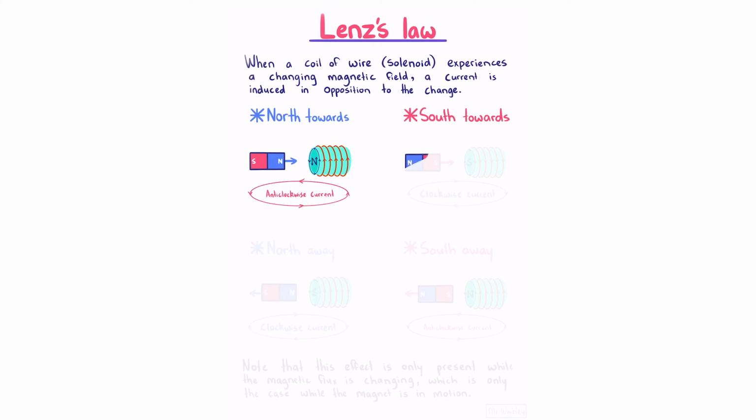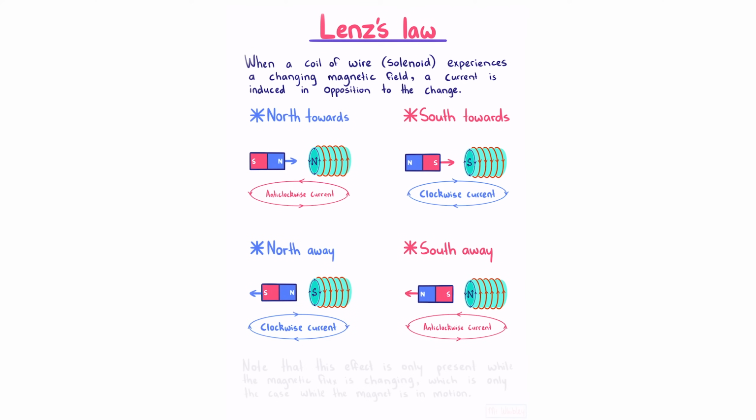For a south pole moving towards, we can use a similar trick, drawing an S and putting arrows on the ends, which indicates a clockwise current. If we were instead moving the magnet away, these situations are reversed. Note that this effect is only present while the magnetic flux is changing, which is only the case while the magnet is in motion.